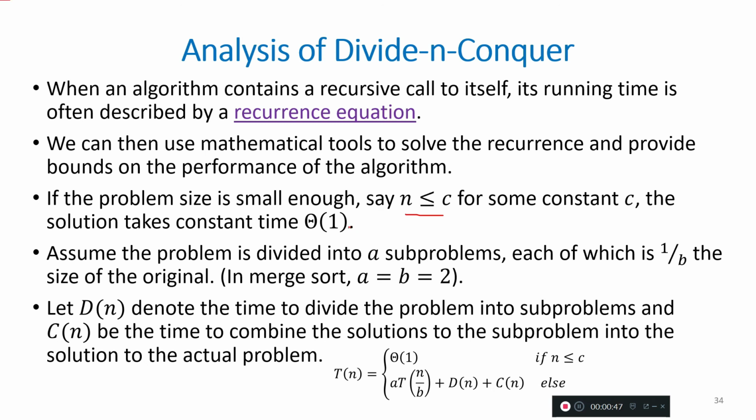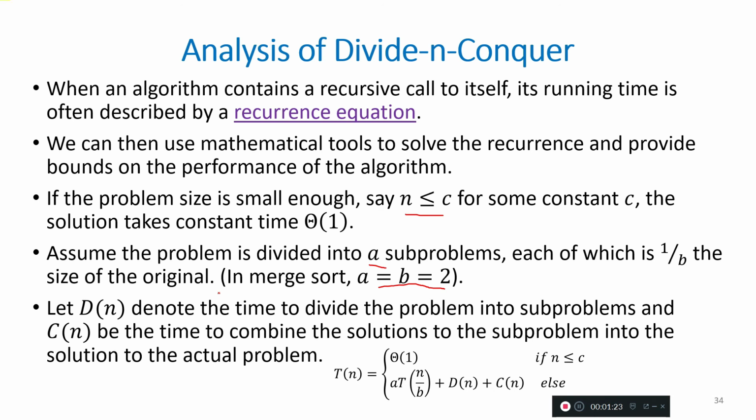Also assume that in a divide and conquer approach, the actual problem is divided into a sub-problems. In merge sort, this a is equal to 2 because the array A is divided into half at every iteration. Also, the size of each sub-problem would be 1 divided by b times the size of the original problem. We know in merge sort, the size of each sub-problem is half the size of the actual problem. So a and b would be both equal to 2.